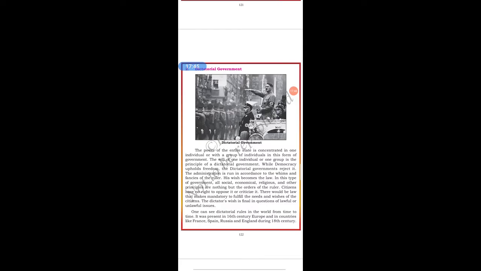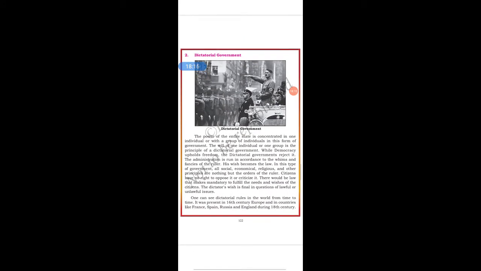There would be a law that makes it mandatory to fulfill the wishes of the ruler. The dictator's wish is final in questions of lawful or unlawful issues, whatever the issue may be. If the dictator passes any law, any word or sentence, it must be followed. Whatever the dictator tells you, that is the law in the dictatorial form of government.